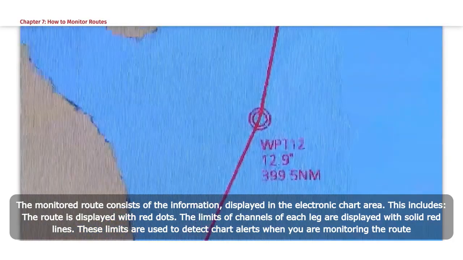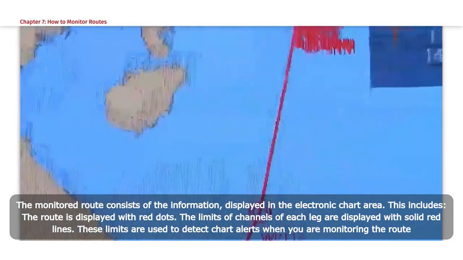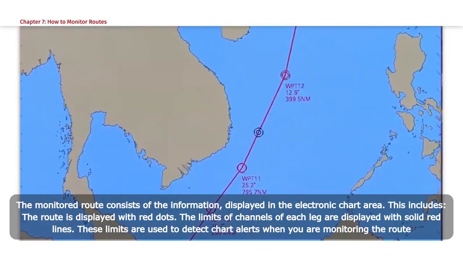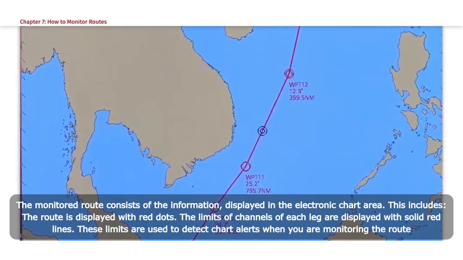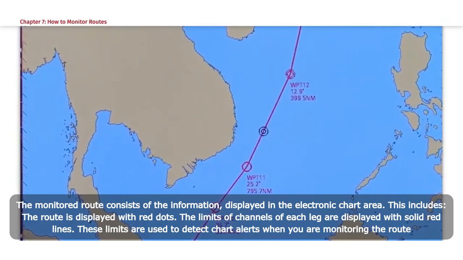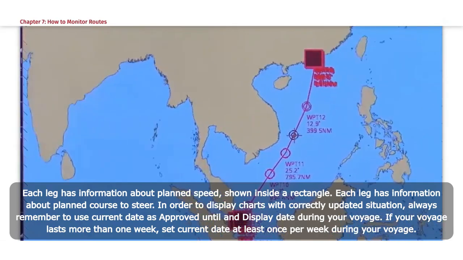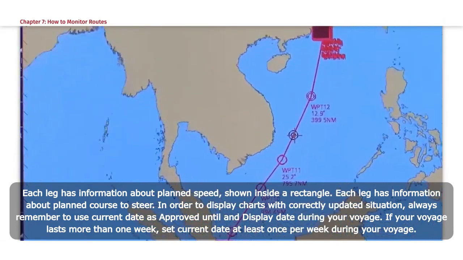This includes: the route is displayed with red dots. The limits of channels of each leg are displayed with solid red lines. These limits are used to detect chart alerts when you are monitoring the route. Each leg has information about planned speed shown inside a rectangle. Each leg has information about planned course to steer.